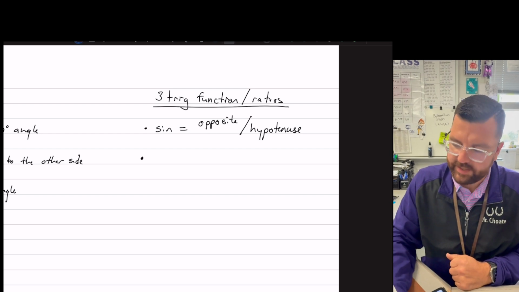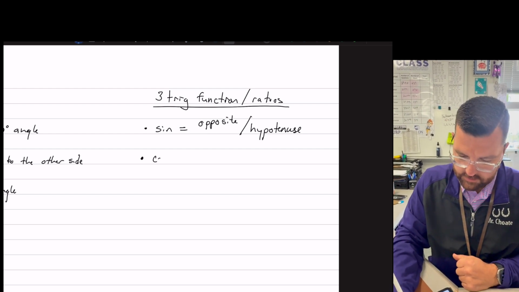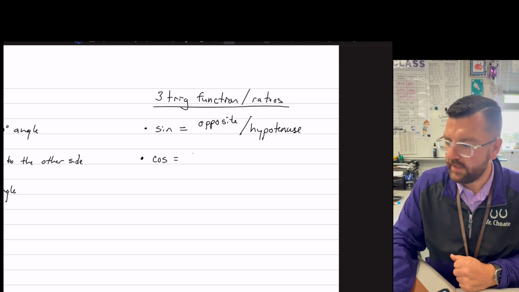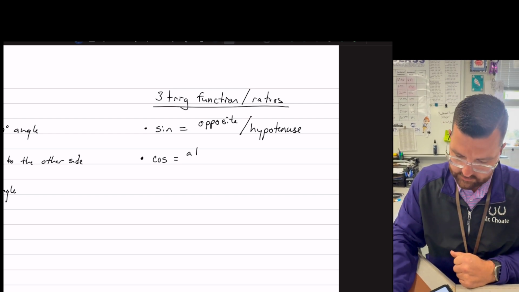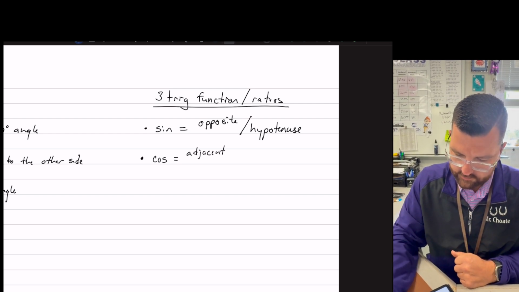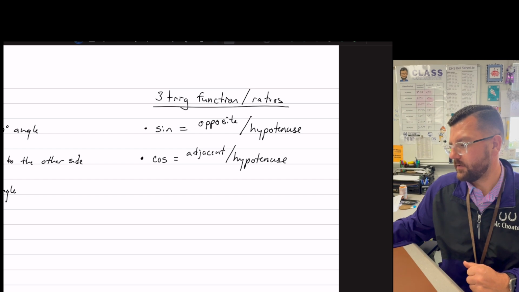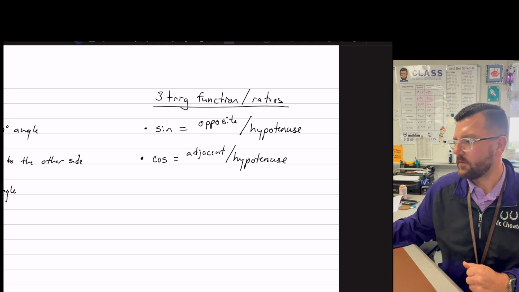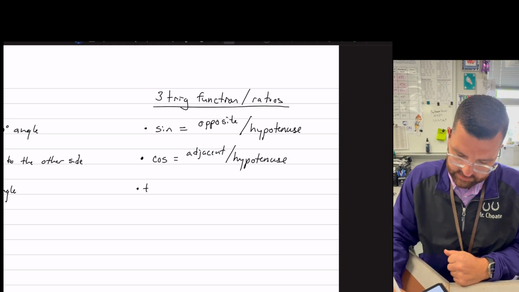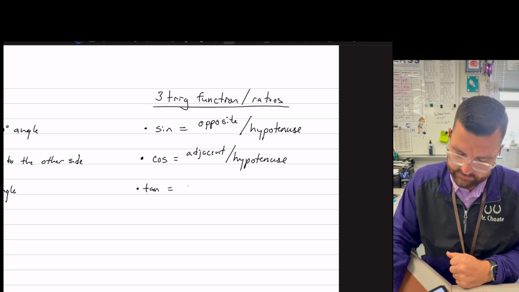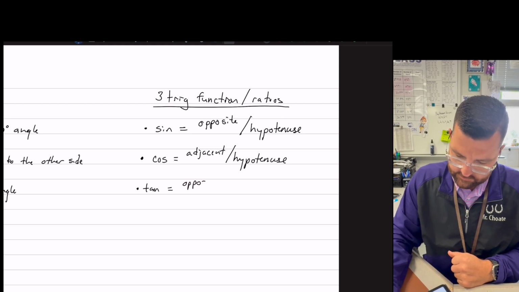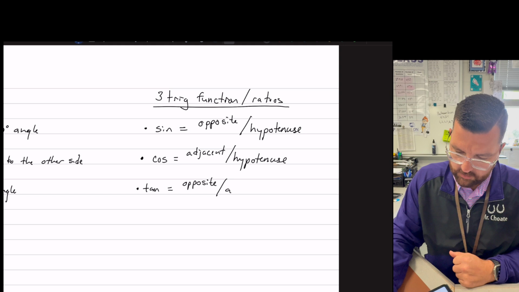What's my next trig function? Cosine. And what is its ratio? Adjacent over hypotenuse. And then the last one is tangent. And what is its ratio? Opposite over adjacent.